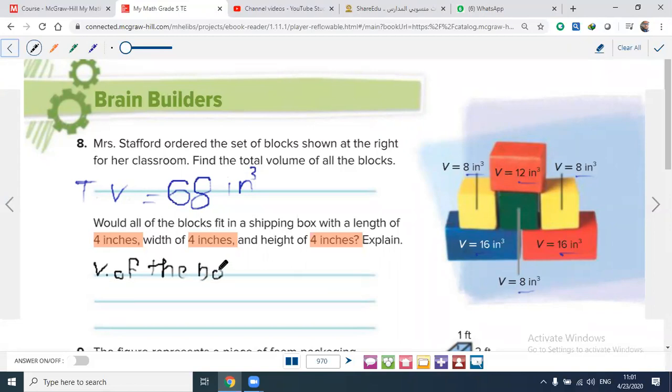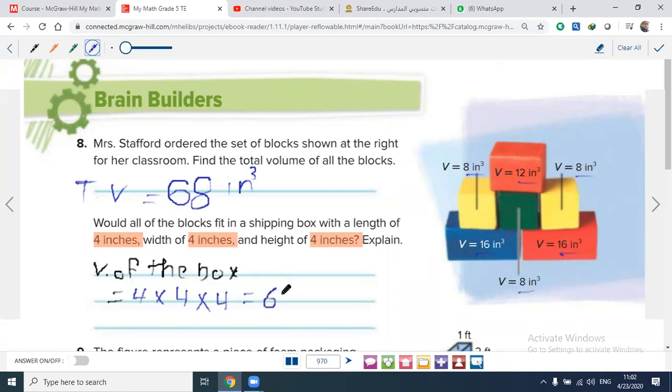Maybe 64. Yeah, excellent. Volume of the box equals what? I have to multiply 4 times 4 times 4. It will be 64 as you said. Excellent. 4 times 4 times 4 equals 64.